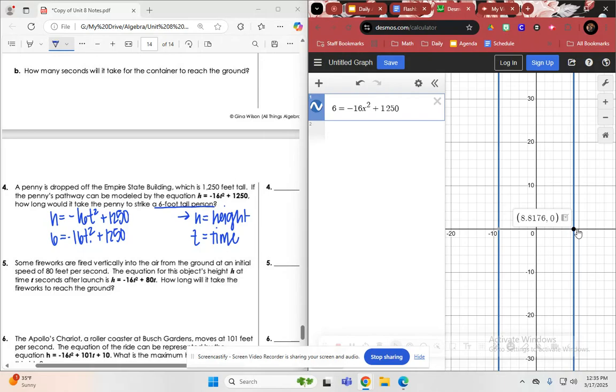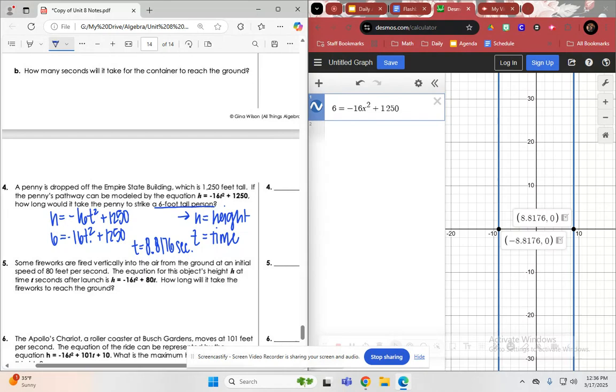So when we are looking for a time, we cannot have a negative amount of time. So we're going to go ahead and we are not going to worry about that negative 8.8. We're just going to worry about that 8.8176. So that means that my time is 8.8176 seconds. So it's going to take that many seconds for a penny to strike a 6-foot tall person.